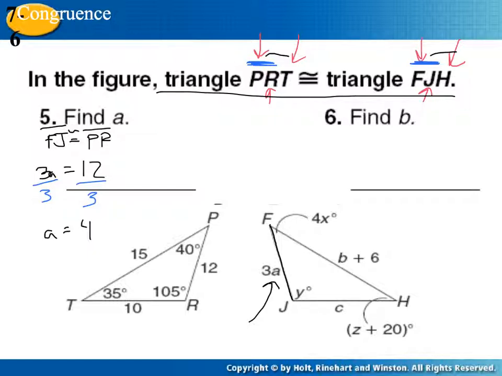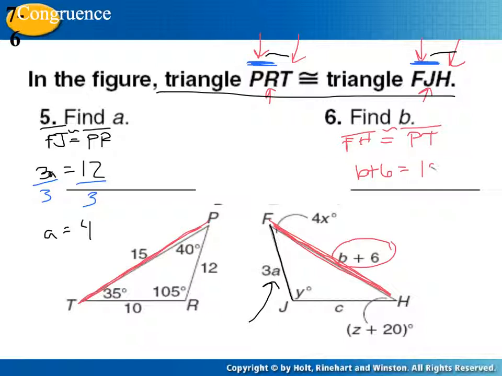Okay? On the flip side, I find B. Do you see B? I'm going to do this one in red. B is right here. It's side FH. Okay, well, what side is congruent to FH? FH is congruent to PT, which is this one. So I can set it up as an equation of B plus 6 is equal to 15.